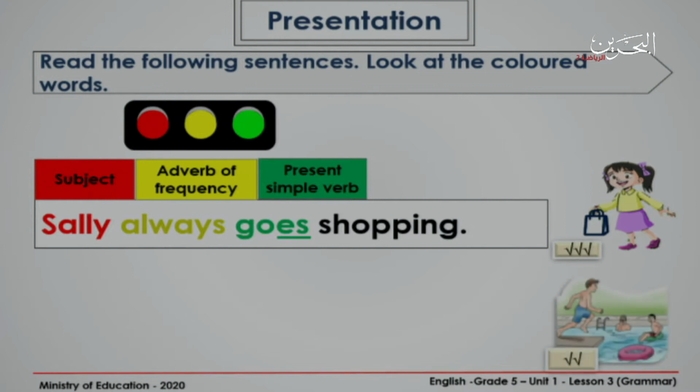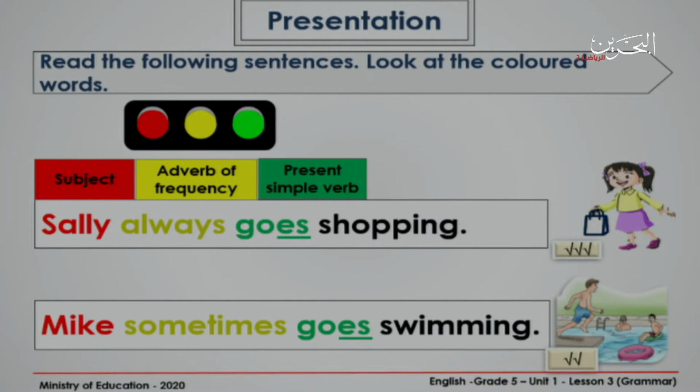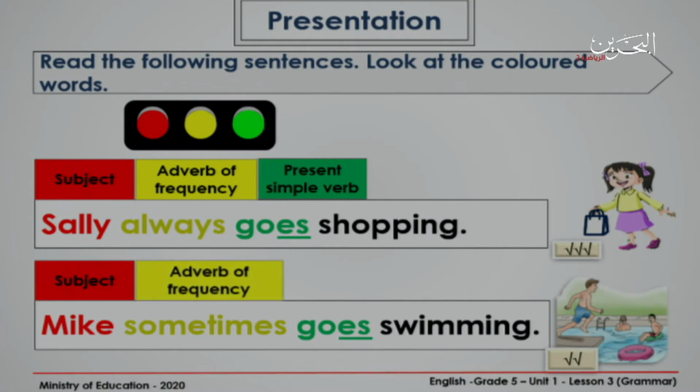Let's look at another example. Look at this picture. This time you have only 2 ticks. What does it mean? Which adverb is it? Sometimes. Excellent. Let's read the sentence. Mike sometimes goes swimming. So, what do we start the sentence with? We start it with the subject. The subject is Mike, or you can say he. And then, sometimes is the adverb of frequency. And then you have the verb in the present simple tense, and then you complete the sentence.